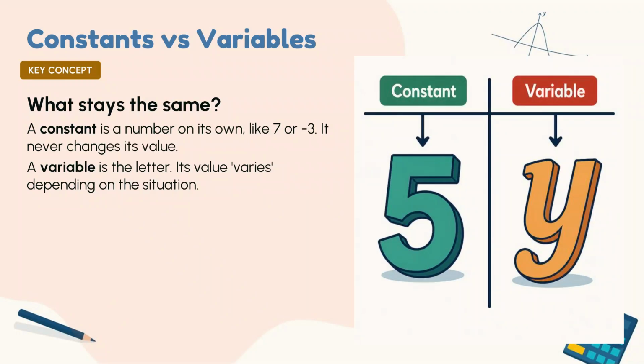Now, let's compare constants and variables. A constant is a number that stays the same. For example, 7 is always 7. -3 is always -3. Its value does not change. A variable is a letter that can vary. That means it can represent different values depending on the situation. For example, x might be 2 in one question, but x might be 10 in another. So remember, constants stay fixed, but variables can change.